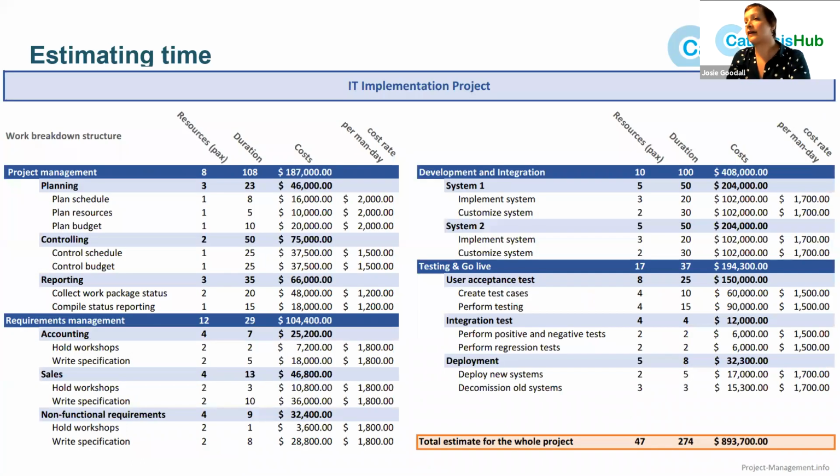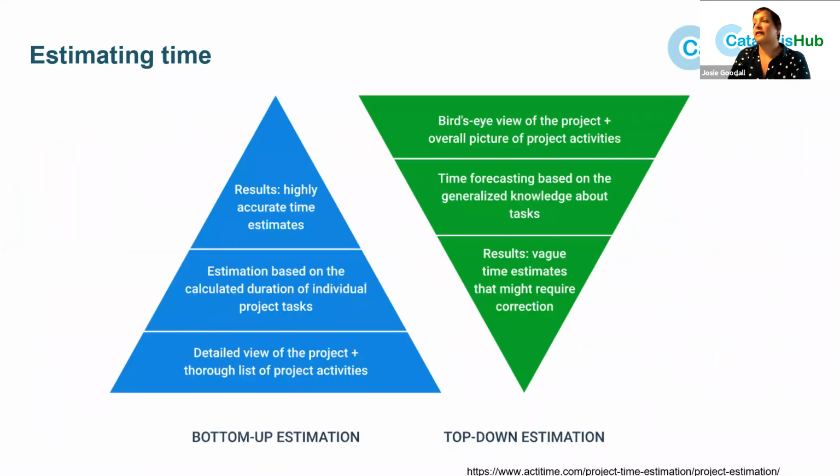So it would look something like this. This is for an IT project, but it just gives a breakdown of all the work, how much resource I need, how long it's going to take, and what it's going to cost. And then I add it all up and I say that's what I'm going to need for the project. Obviously, this is quite time consuming, but it's probably the most accurate measure.